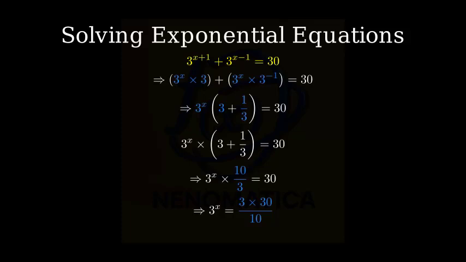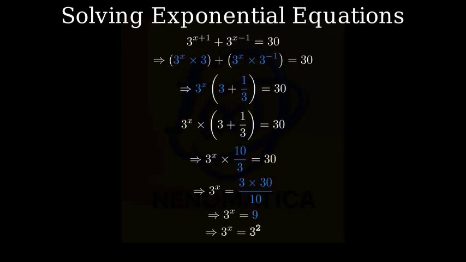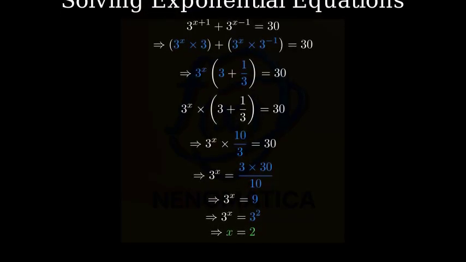Next, we need to isolate 3 to the x. We divide both sides by 10/3. Let's calculate 3 times 30 divided by 10. 3 times 30 is 90, and 90 divided by 10 is 9. Since 9 equals 3 squared, we can write 3 to the x equals 3 squared. Since the bases are the same on both sides, the exponents must be equal. Therefore, x equals 2.